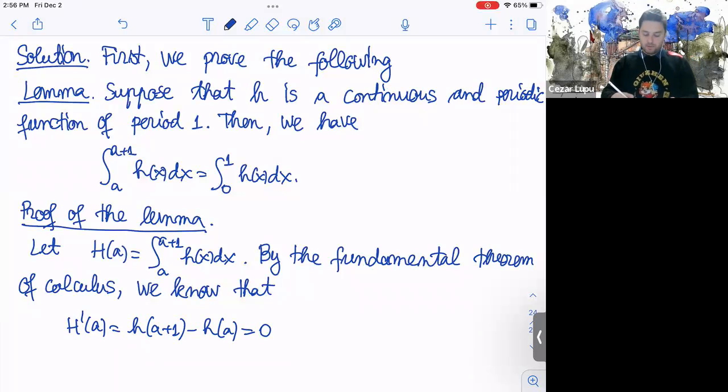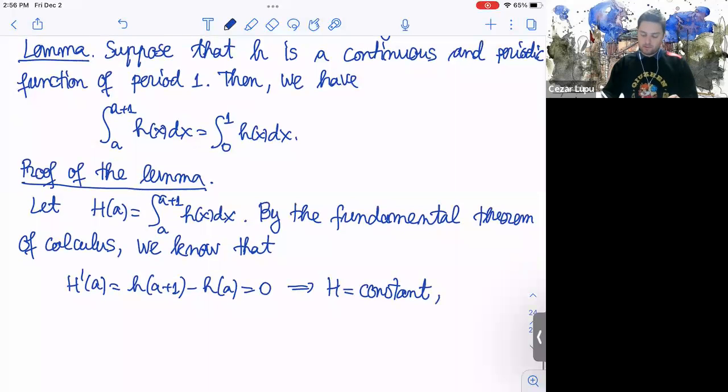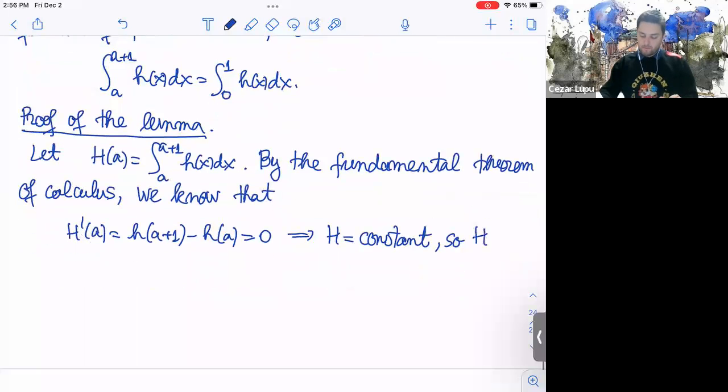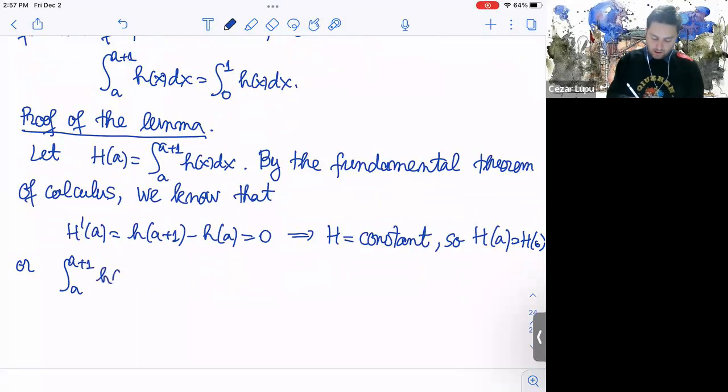All right, great. So this means that H is a constant. In particular, H of a is H of 0. In other words, the integral from a to a plus 1 of h of x dx is nothing else than the integral from 0 to 1 of h of x dx. All right, so that's the proof of the lemma. Now let's see how we're going to use this lemma to prove our problem.